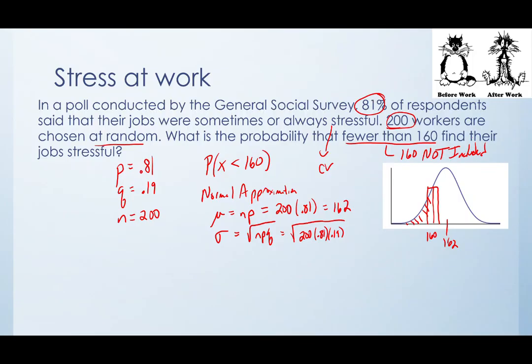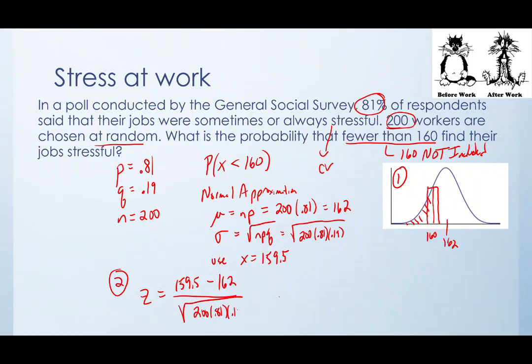And so that means our data value is not going to be 160. We're going to go down to the left side of the bar at 159.5 and everything below that. So we're going to use x equals 159.5. All right, so we have our drawing. We can calculate our z-score. Our data value 159.5, our mean, assuming I did this right, of 162, and a standard deviation of the square root of 200 times 0.81 times 0.19.